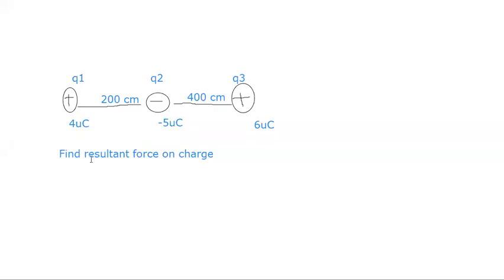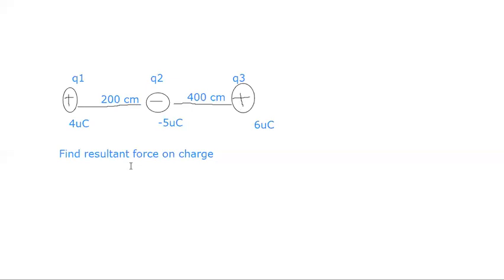In this figure, we have charges q1, q2, and q3. q1 is 4 microcoulomb, q2 is minus 5 microcoulomb, and q3 is 6 microcoulomb. The distance between q1 and q2 is 200 centimeter, and the distance between q2 and q3 is 400 centimeter.